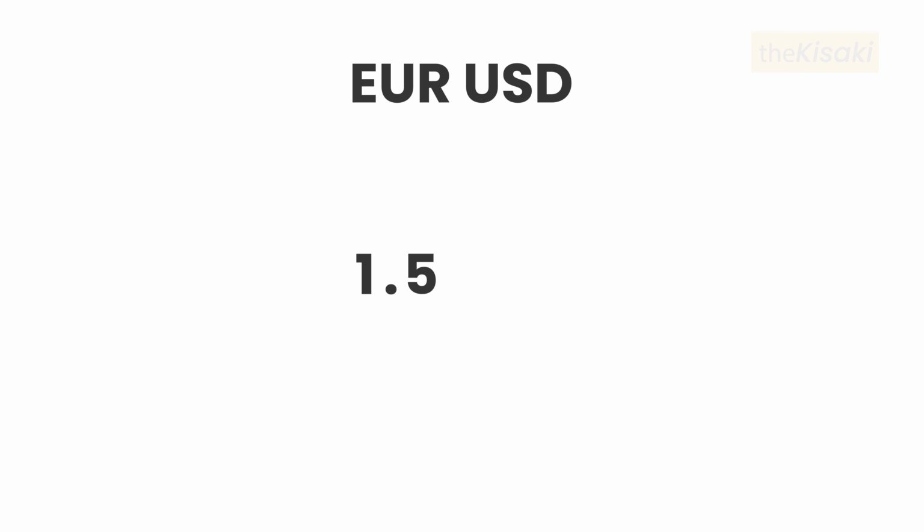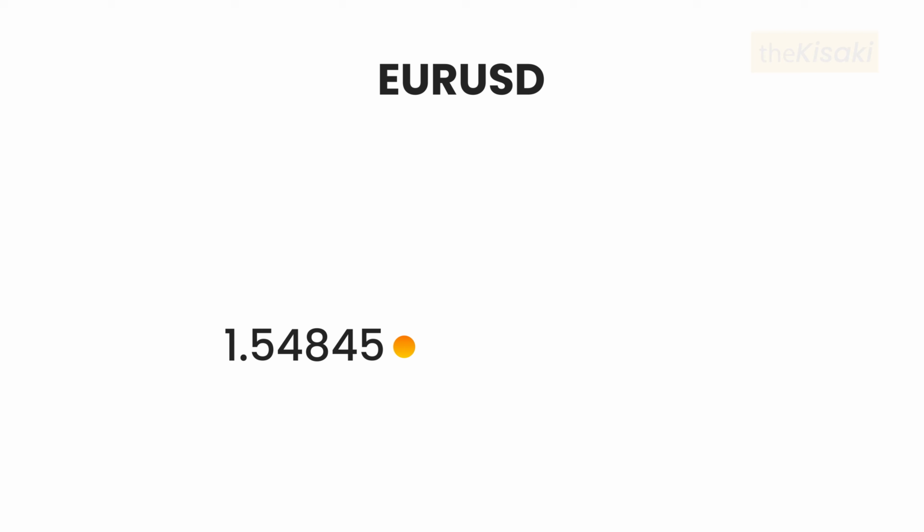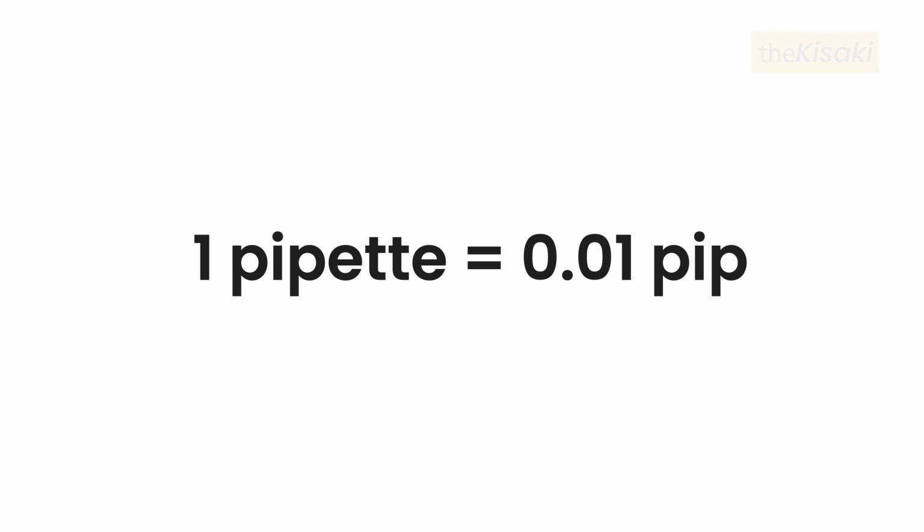A pipet is a smaller or a micro version of a pip. When you start monitoring the charts, you'll be able to see that there will be 5 decimal places for some currency pairs. For example, some brokers offer 5 decimal places for Euro US dollar like 1.54845. If the price of the Euro US dollar gets appreciated to 1.54846, we call it as 1 pipet got appreciated. A pipet is equal to 0.1 of a pip.